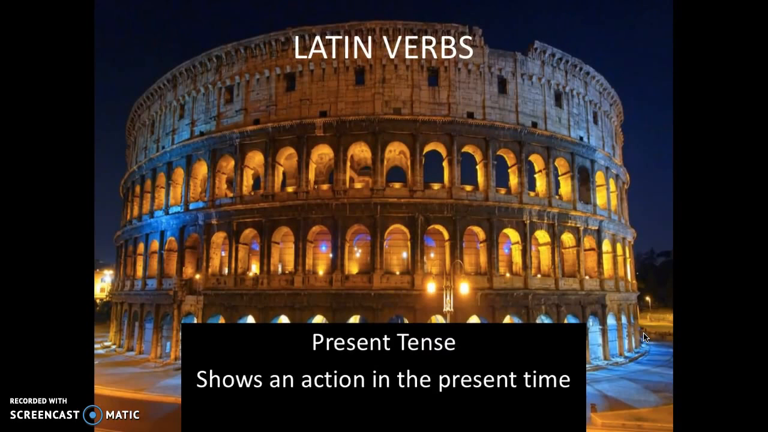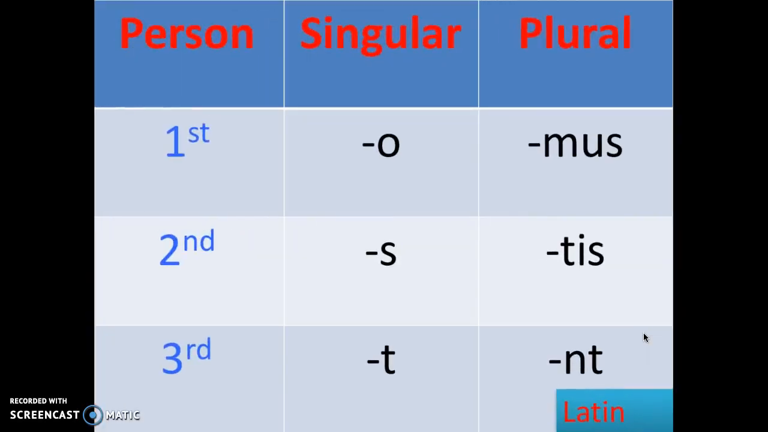Today we will be looking at Latin verbs in the present tense. These verbs show an action that happens or occurs in the present time. These are the following endings for the present tense verbs.